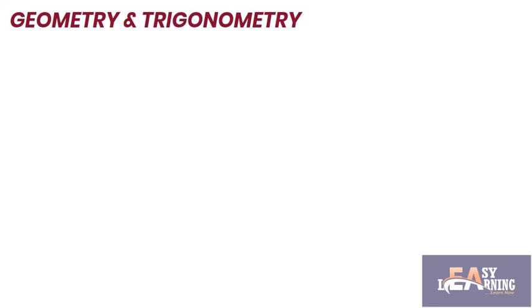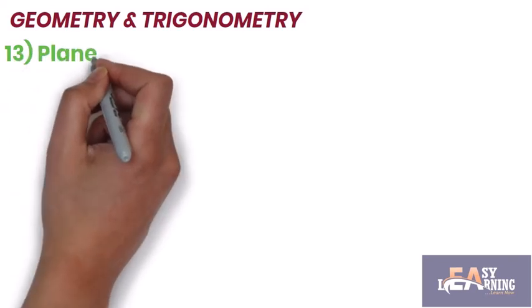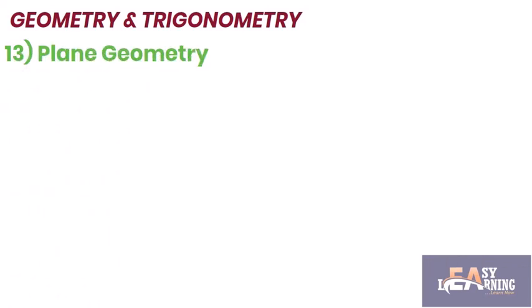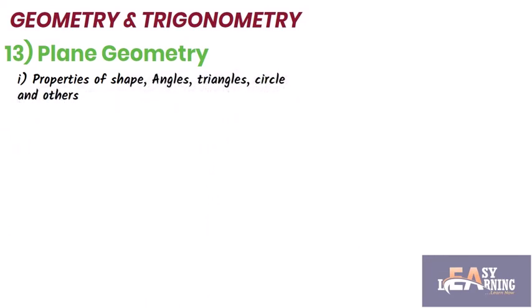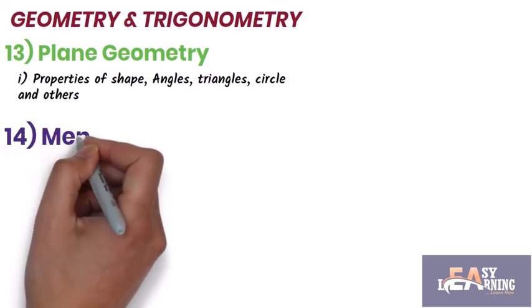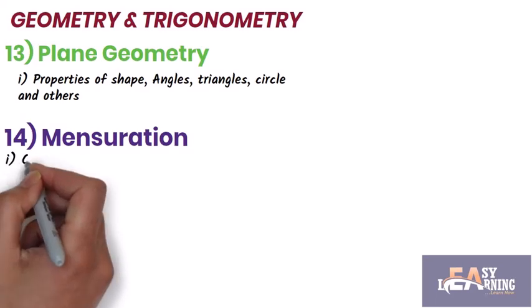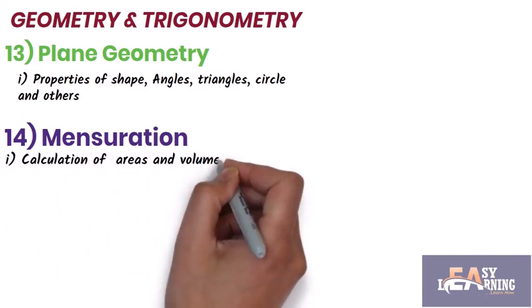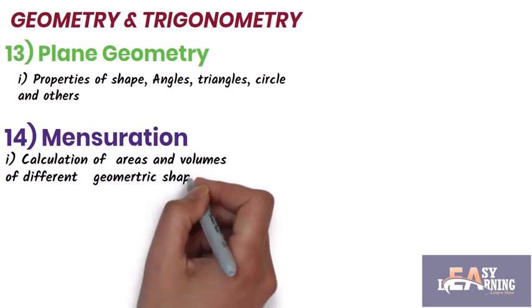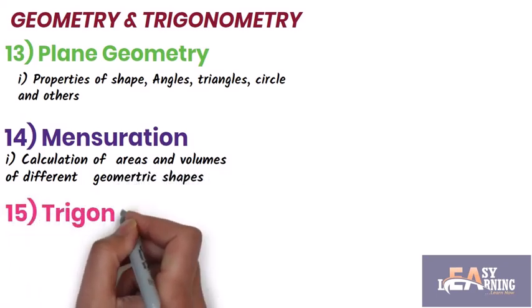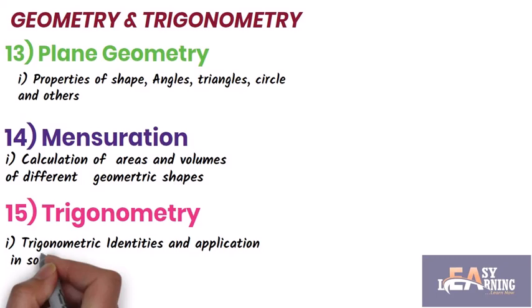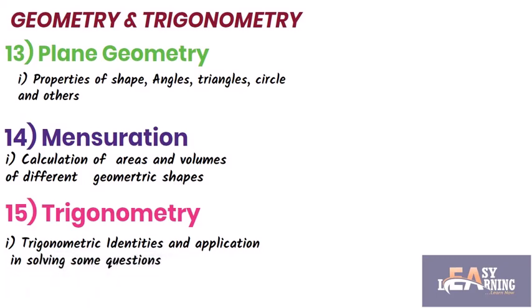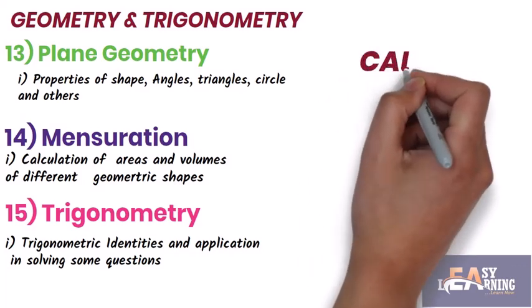On geometry and trigonometry, we're going to look at plane geometry. Under plane geometry, we look at the properties of shapes, angles, triangles, circles and others. We will also look at mensuration, the calculation of areas and volumes of different geometric shapes. Then in trigonometry, we look at trigonometric identities and their application in solving questions. Calculus will be our next point of call.